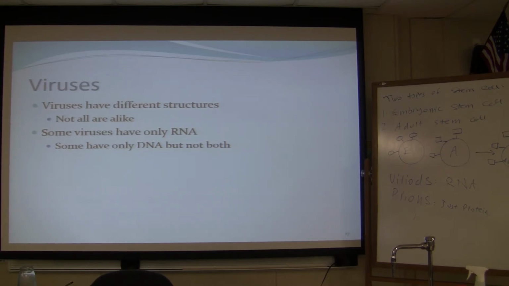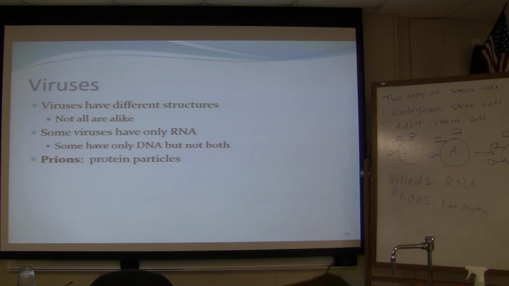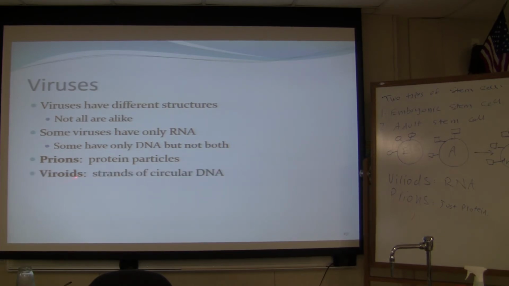A little bit? And then of course, you have two other things, viroids, that are just RNA, and they act like viruses. And then you have prions, they are just protein molecules, and act like viruses. They need a host cell. Viruses are not living organisms. They do not have cells. They are not cells. Okay, prions, they're protein particles. Mad cow disease. And then viroids, strands of circular RNA, not DNA.